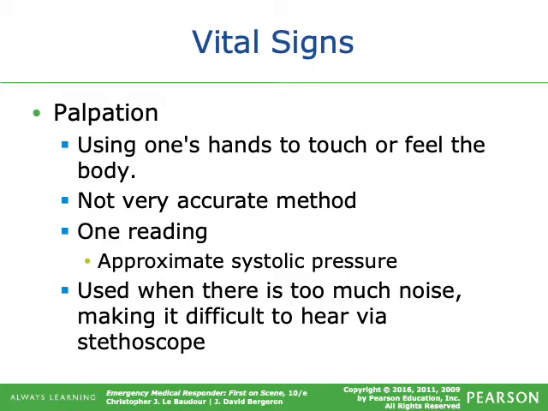So most studies give you a range of 10 to 20 millimeters of mercury above the systolic pressure that your actual systolic pressure could be if it was auscultated. Sometimes it's right on the money, sometimes it's not. It's just not terribly accurate, but it will give you a good idea of what their blood pressure is. You would use it if there's just too much noise and you can't hear anything.